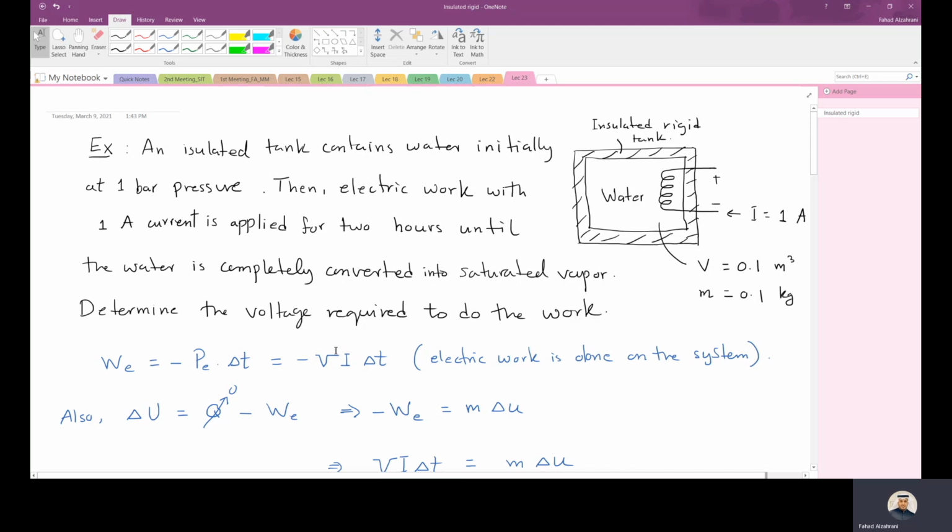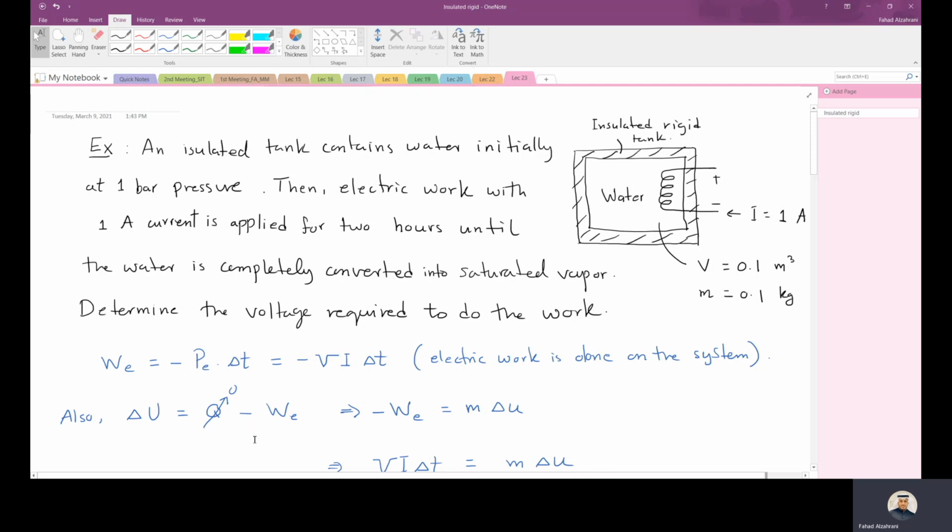So the question is, find this voltage. I need this voltage V. So we have another equation that involves work, which is basically the first law of thermodynamics, or the energy balance. If you apply the energy balance, you have delta U equals Q minus W. And this W is now my electric work in this process. And I know that there is no heat transferring in or out of the system, so my Q here is 0.